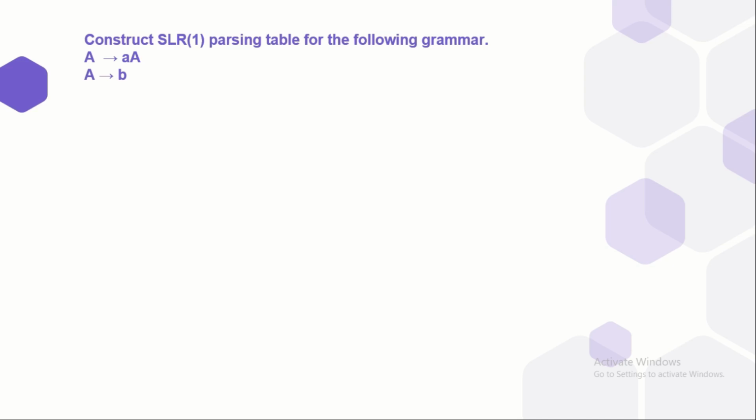The first step is to create the augmented grammar. Creating an augmented grammar means to add this production here. On adding this production to our own grammar, we have augmented our grammar.